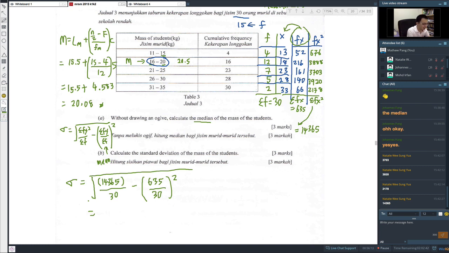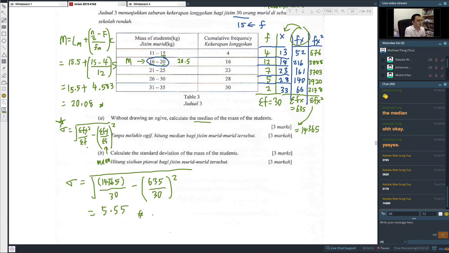3 marks. This standard deviation is normally very easy because in the exam the formula is given. You just need to know how to get all these values from the table. If you know how to get all the values, then everything will be very easy. So just remember the step by step.